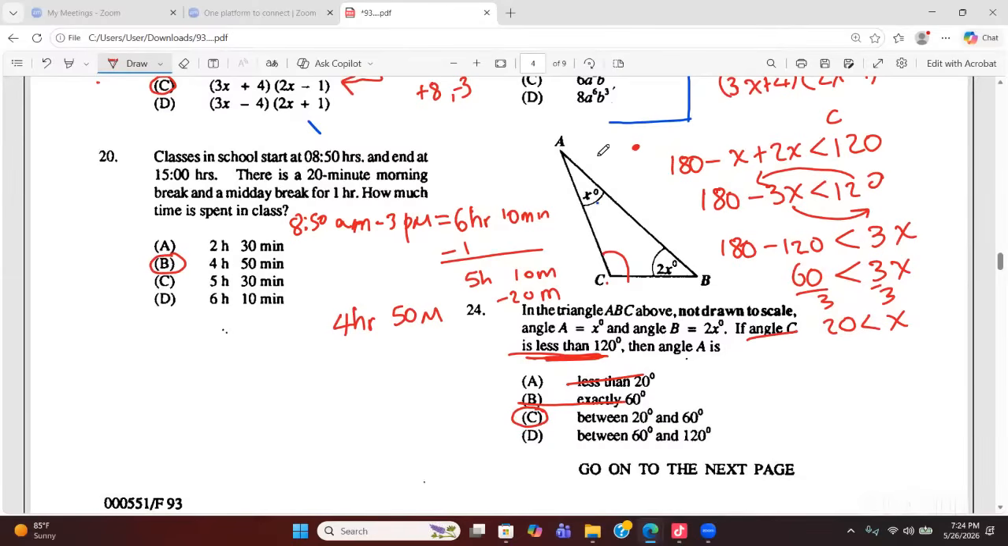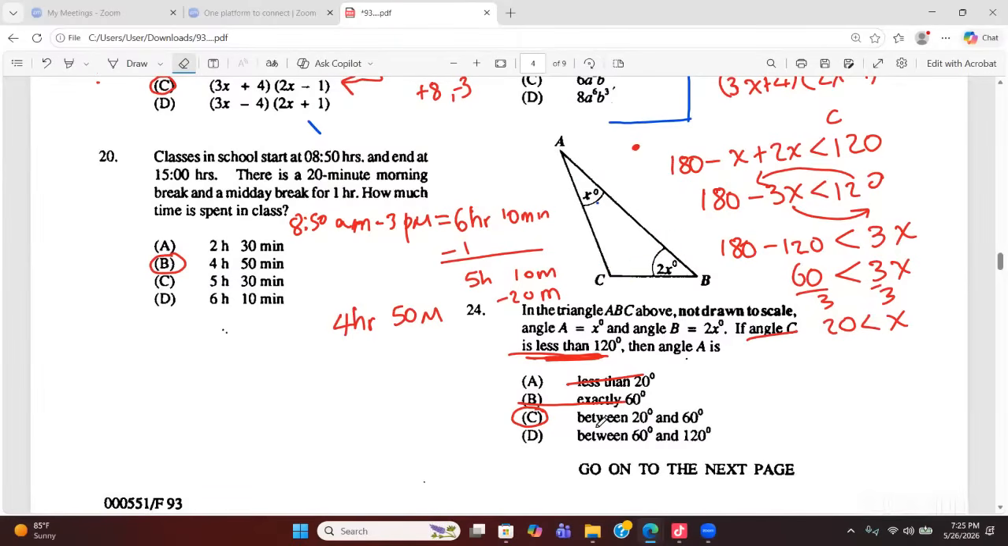Because if X is 60, work it out for yourself. If X is 60, you're going to get 60 here and 120 here. That's already 180 degrees, and you're not even catering for this angle here. That is why X cannot be 60, because you're not going to have enough degrees for the three angles. So just bear in mind, X is less than 60 and greater than 20. So it's between 20 and 60.